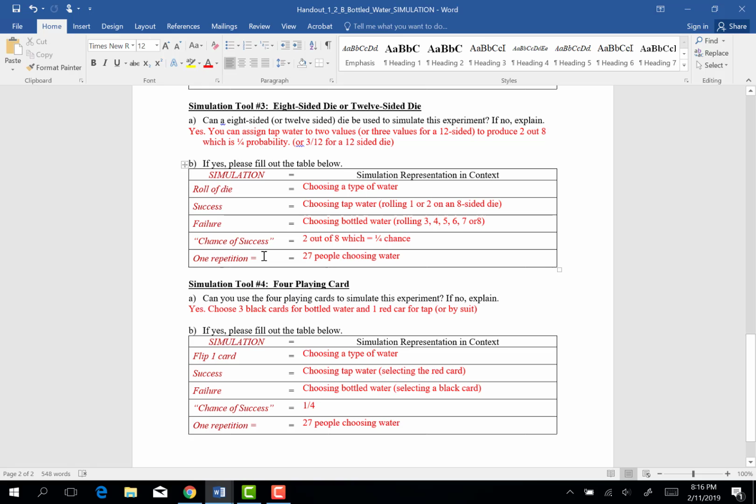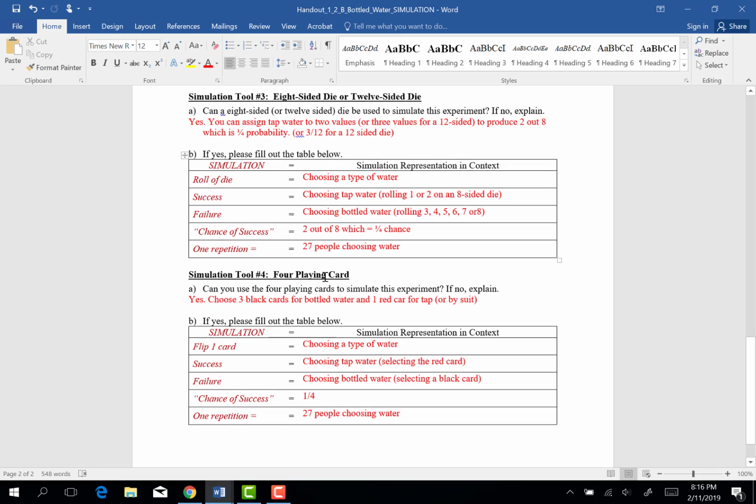And one repetition is just 27 people choosing water. So you will do this, rolling a die, 27 times. Doing this 27 times will count as one repetition.